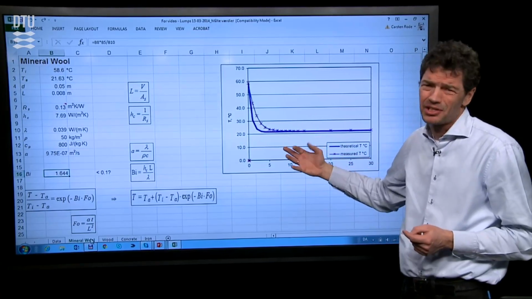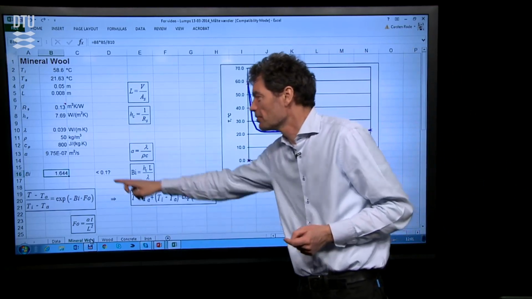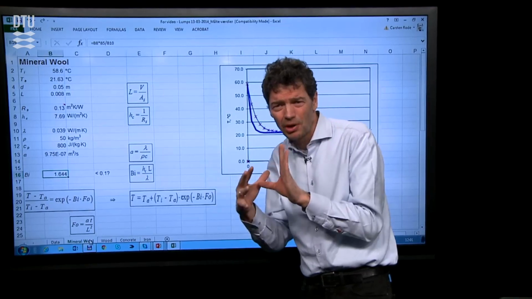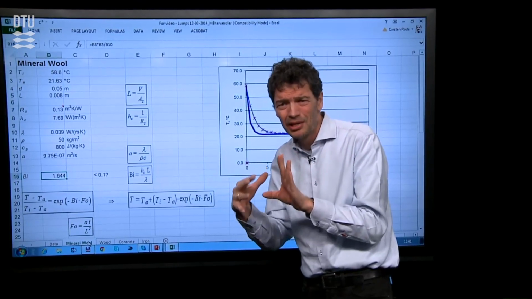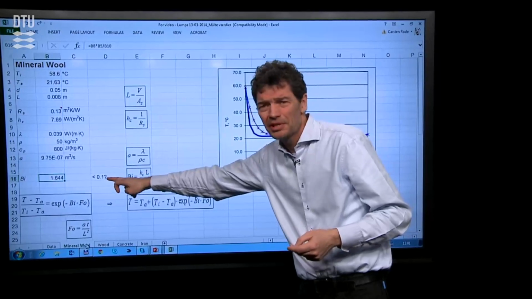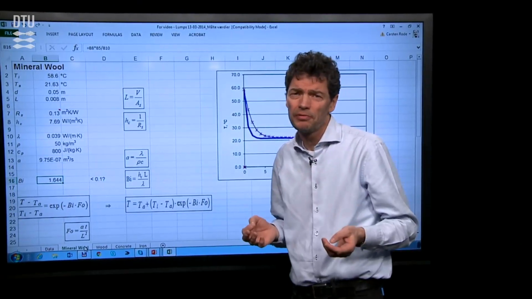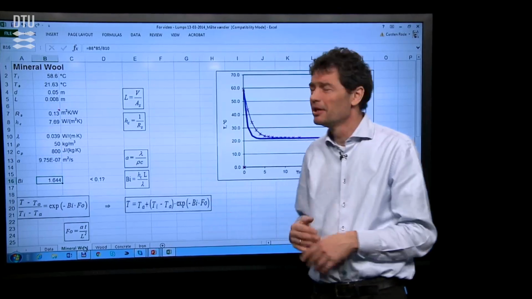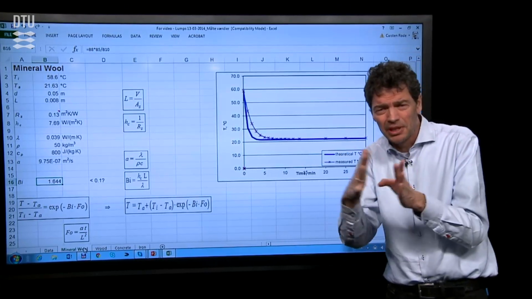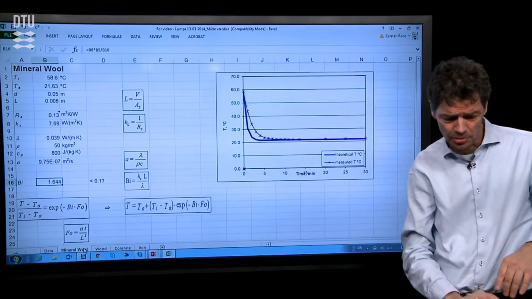It does not match very well, but should it? No, because the Biot number, as you remember, the lumped analysis where we assume all internal temperatures in our sample to be the same, can only be reasonably true if the Biot number is less than 0.1. And in this case, for this material, it's 1.6. So we should not expect the theory to hold. That means that probably there are temperature differences within the material. That's the interpretation you should make of it.